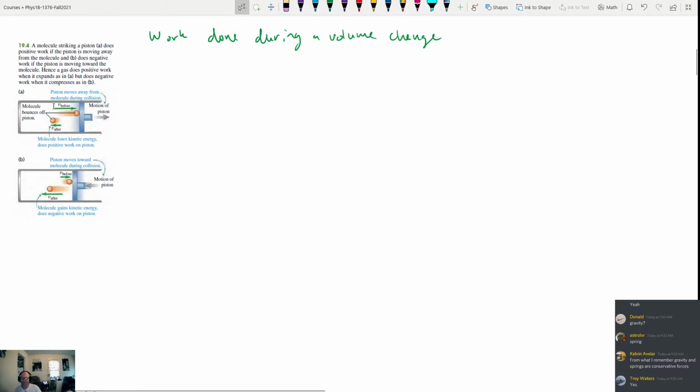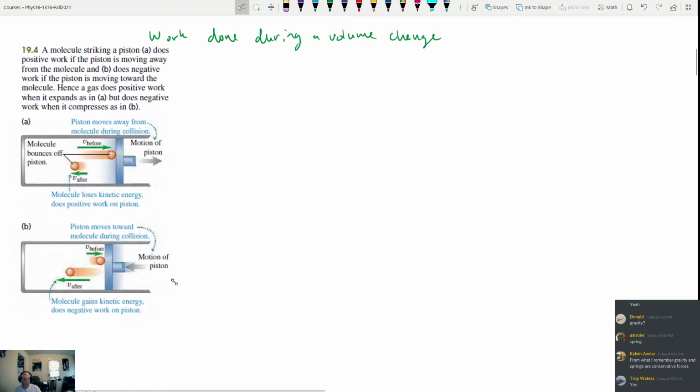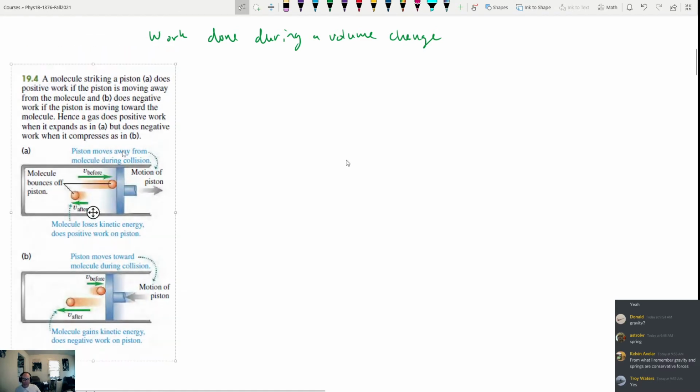So in this picture right here, let me blow this up so you can actually see it a little better. We have something that's supposed to be kind of helping us understand what's happening on a microscopic level during a volume change. I do want to emphasize that while we will talk about microscopic things that are happening, everything in thermodynamics is based on macroscopic properties of the system.